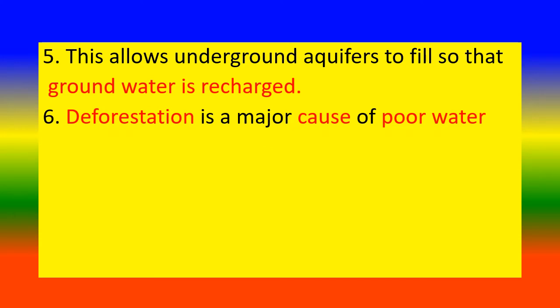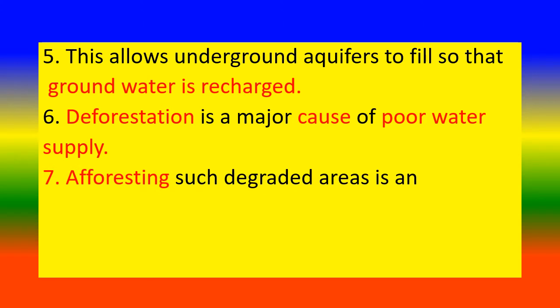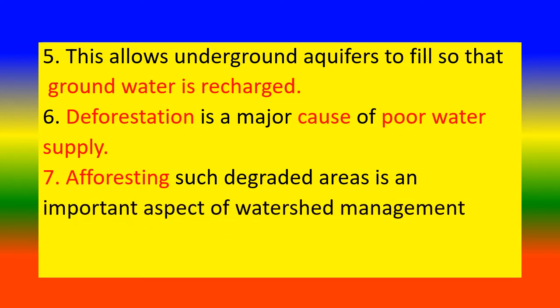Six, deforestation is a major cause of poor water supply. Seven, afforestation. Such a recharged area is an important aspect of watershed management.